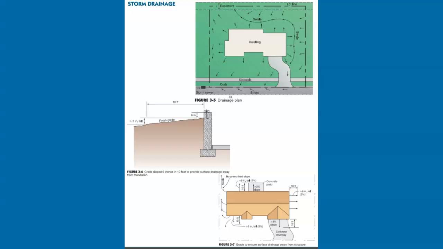In this case, the surface water may be directed to swales or drains to ensure adequate drainage away from the structure. Impervious surfaces within 10 feet of the foundation, such as concrete driveways, sidewalks, and patios, must be sloped not less than 2% away from the structure. Figure 3-7. Ref. R 401.3, R 404.1.6.